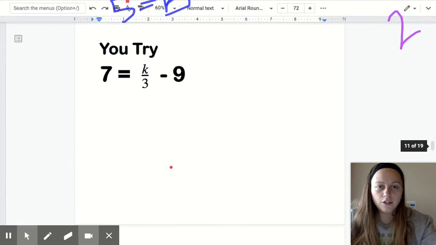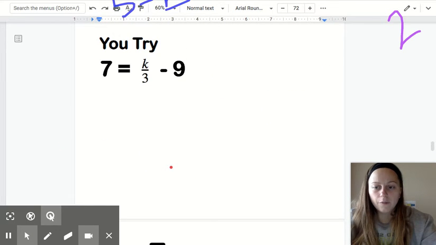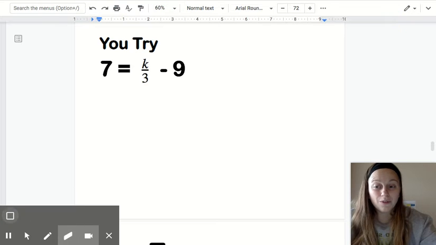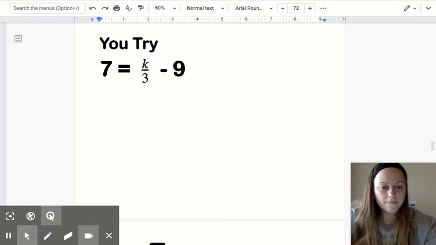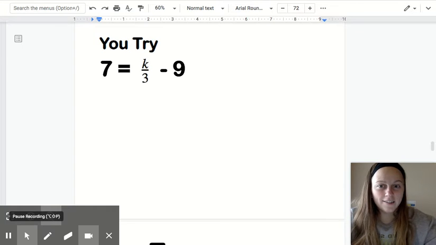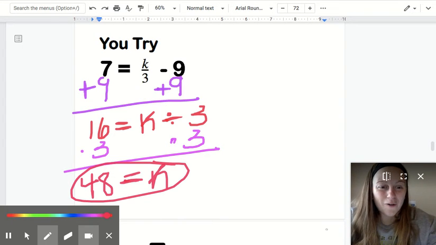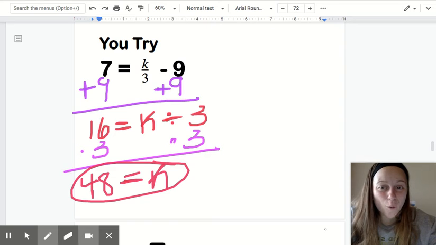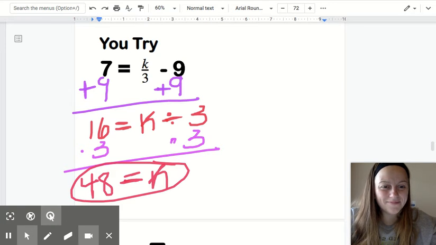So go ahead and you try this one. Remember, if you need to switch them around, you can. All right, let's check our answers. So our answer here is k equals 48. I added 9 on both sides, and then I multiplied by 3 on both sides to get my final answer of k equaling 48.